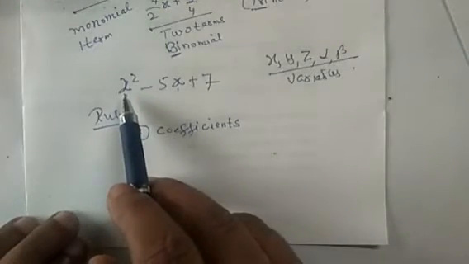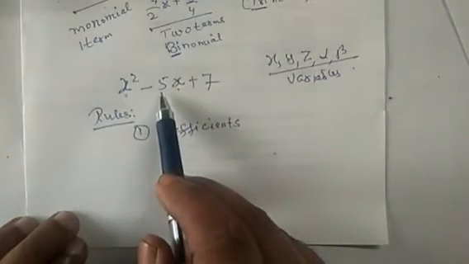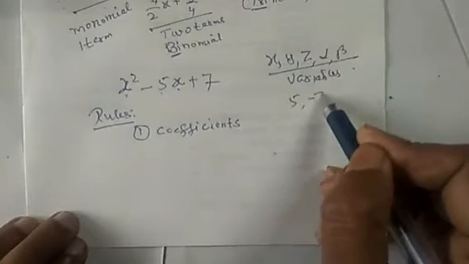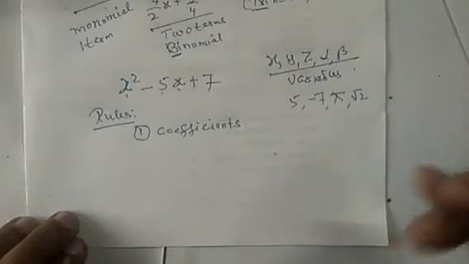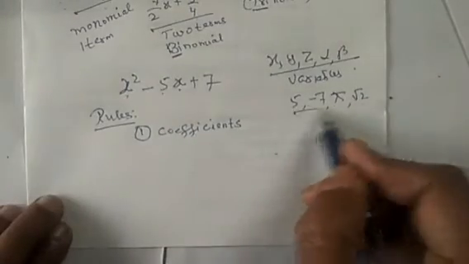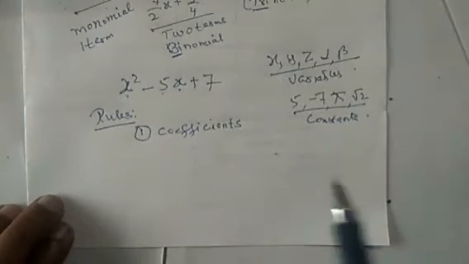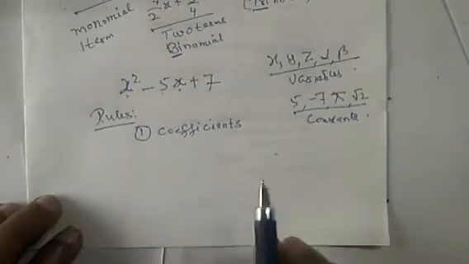We can give any values to x, we can give any values to x here, but the numbers here, you see 5, minus 7, pi, root 2, which are associated with the variables, are called constants. And we say coefficient also. Coefficient of what? I'll explain you now.